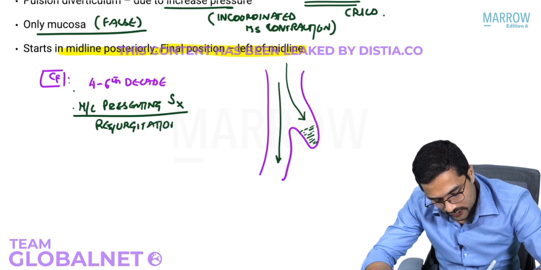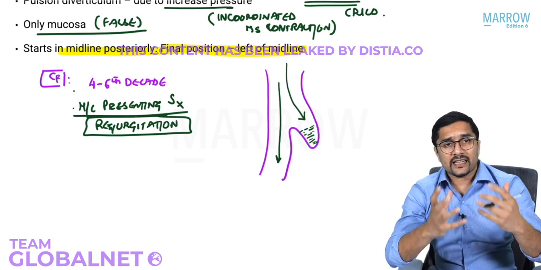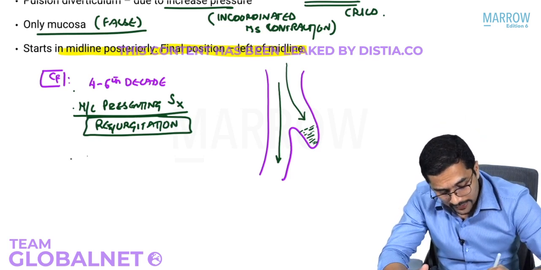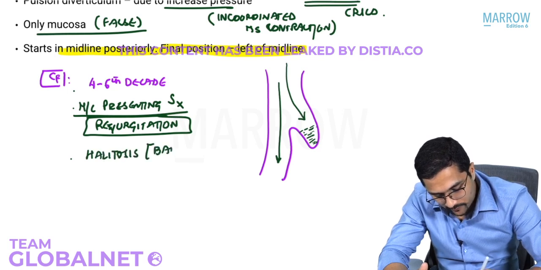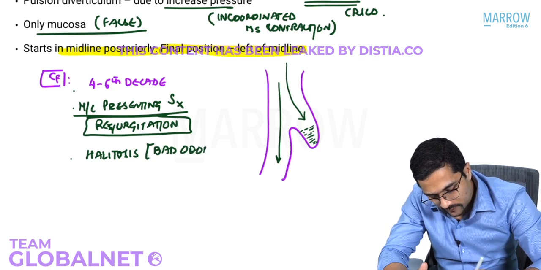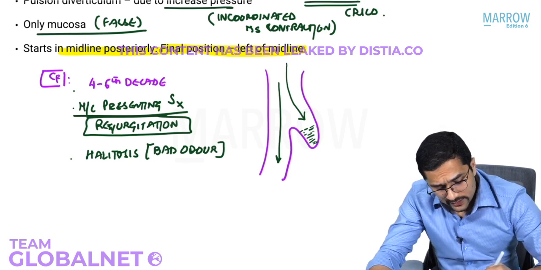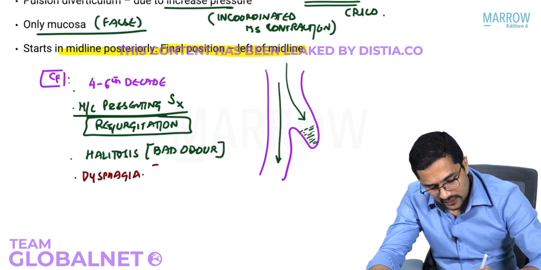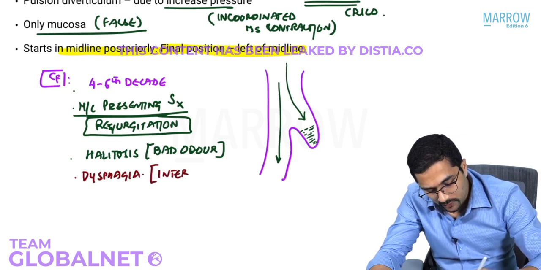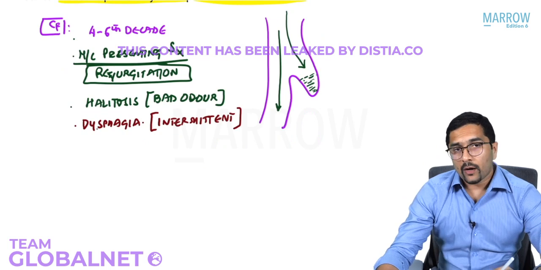This is called regurgitation. And this food is just getting stale there. It is lying there, so it is going to produce a bad odor. That is known as halitosis. Halitosis is a bad mouth odor. Also, this diverticulum later on can give rise to dysphagia. This dysphagia is of course intermittent dysphagia. It will be more when the diverticulum is full.